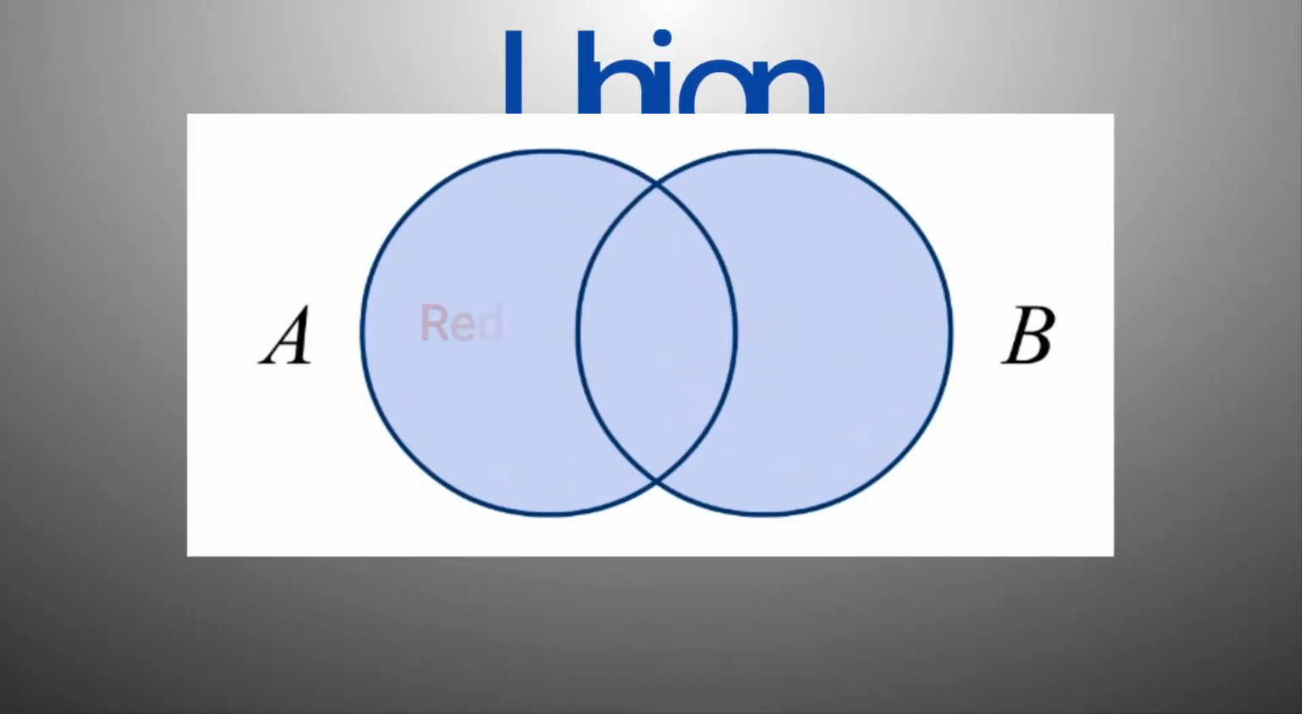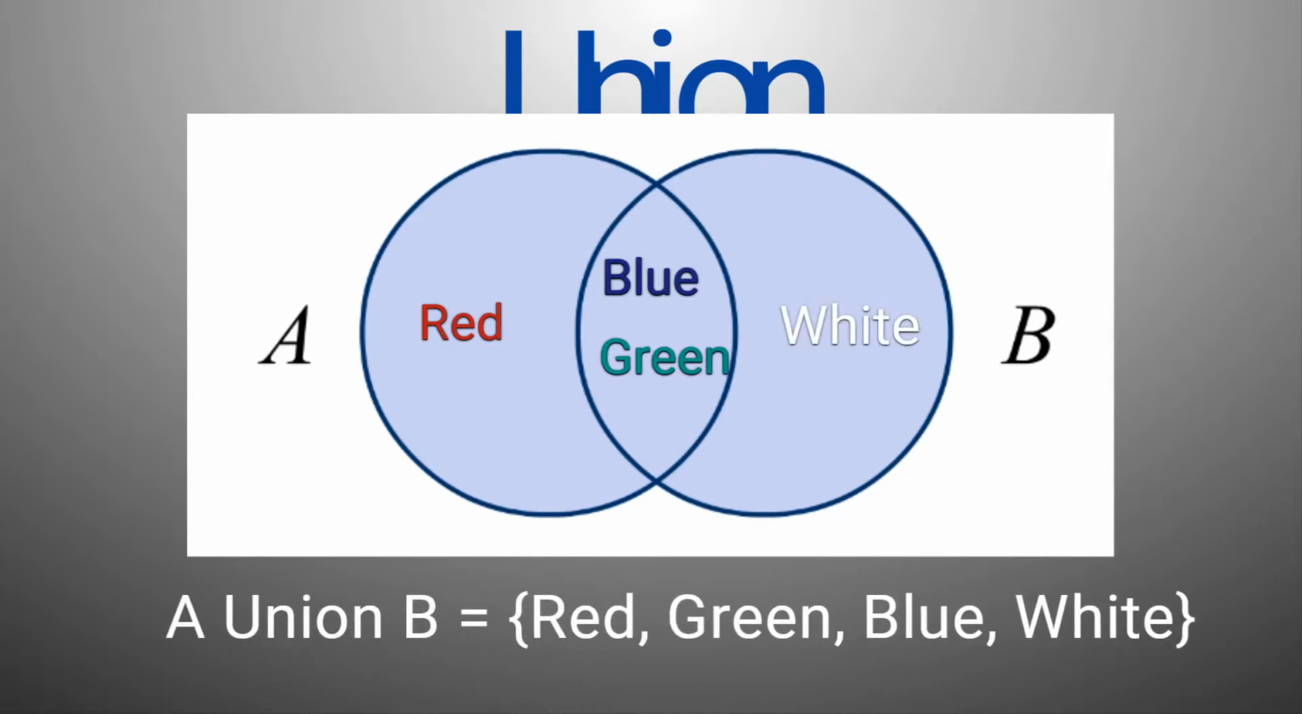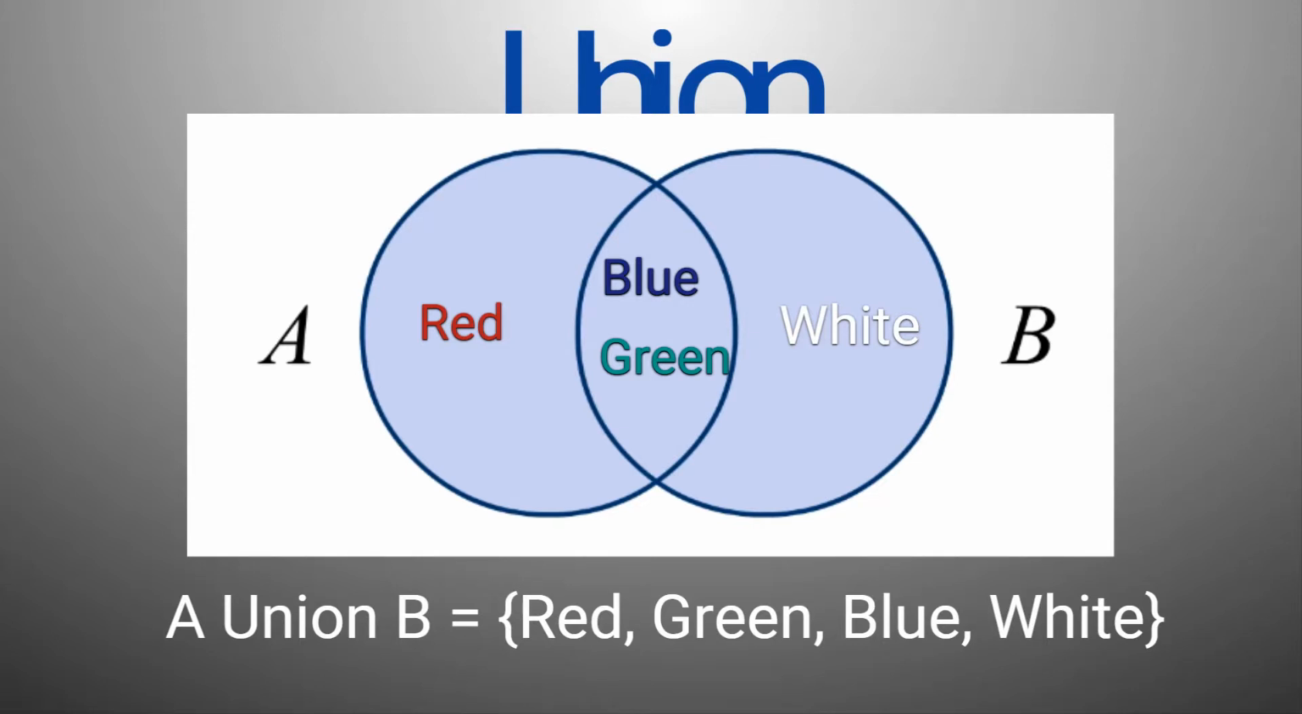For instance, if set A contains the elements red, green, and blue, and set B contains green, blue, and white, then the elements which are members of A or B are red, green, blue, and white. The union of sets A and B contains all of these elements. Notice that green and blue are common in both sets and are only included once in the union of the two sets.